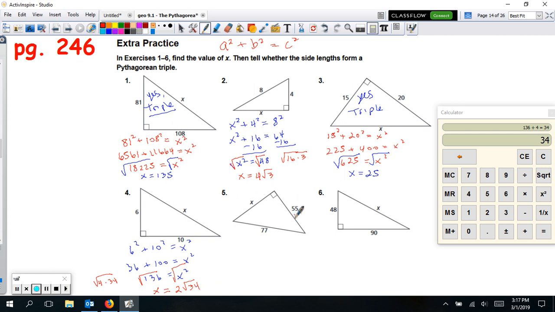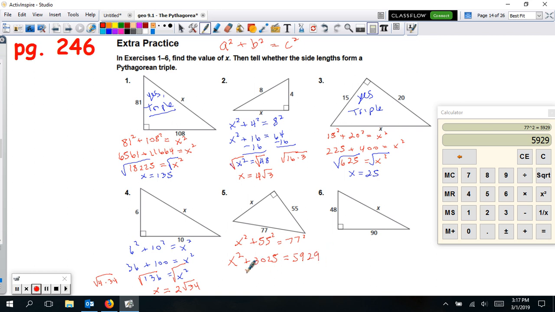On 5, 77 is the hypotenuse, so we can say x squared plus 55 squared is equal to 77 squared. So x squared, and then we have 55 squared. Let's go ahead and do that over here. Whoops, too many 5s. 55 squared, that's 3025, is equal to 77 squared. It's 5929.